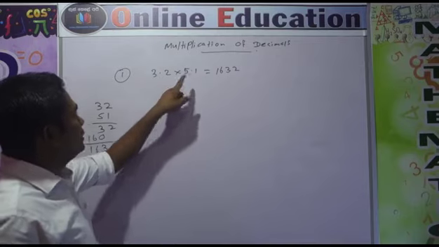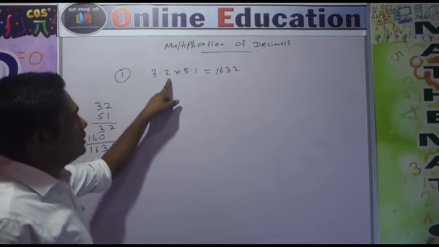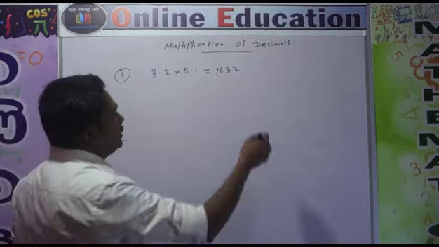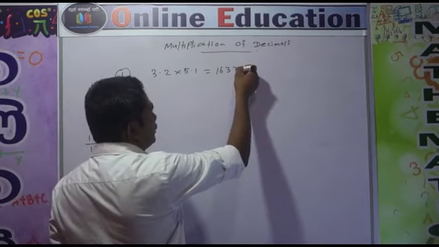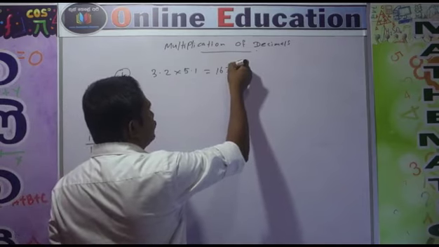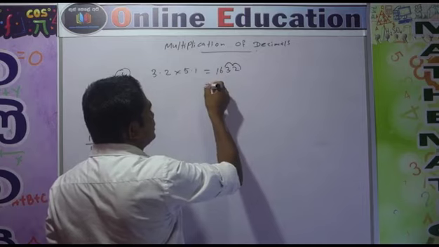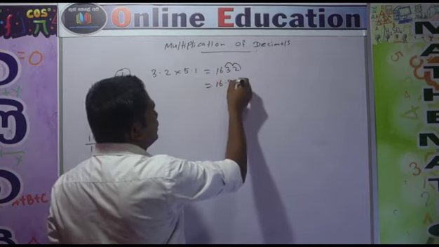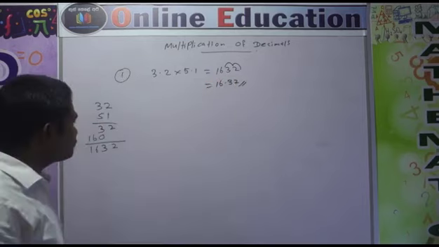Now you need to count how many decimal places are in this number and in this number. Here one decimal place, here one decimal place. There are two decimal places. You need to put two decimal places from the right side corner. 1, 2. The answer is 16.32. This is the way.